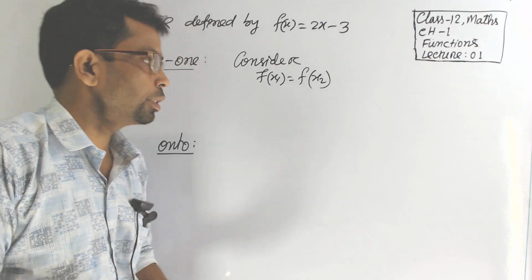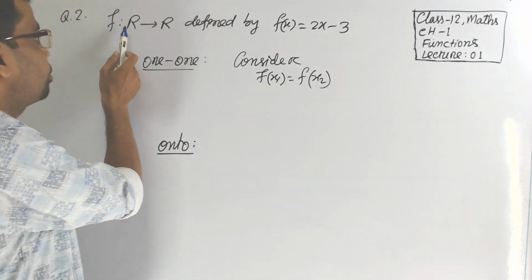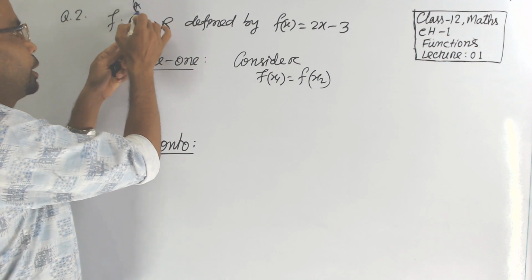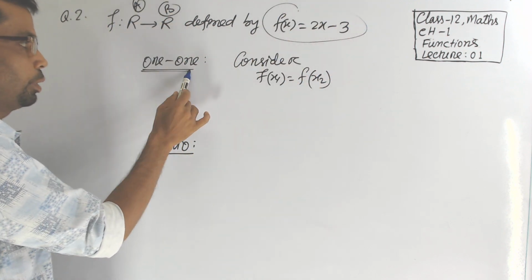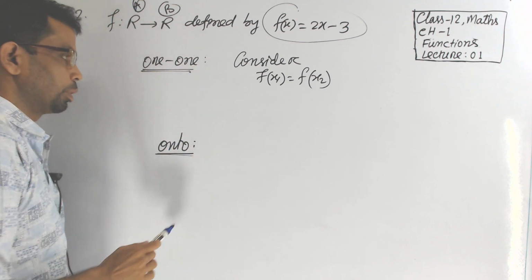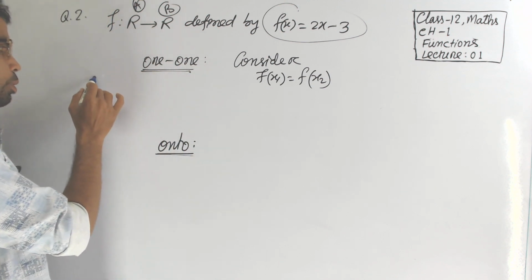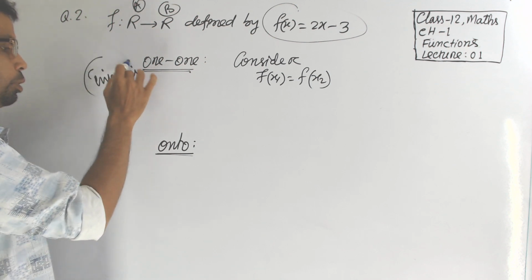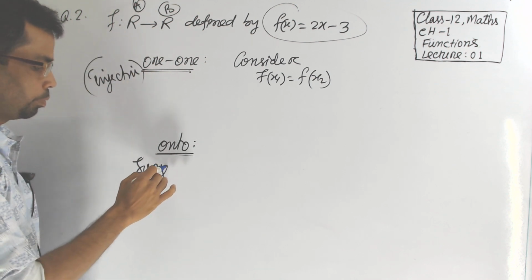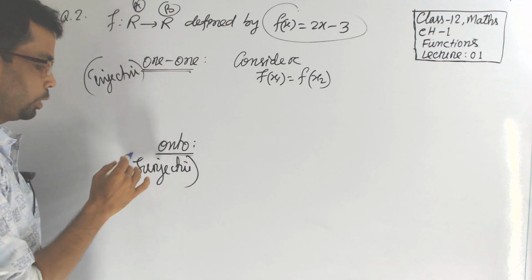The next question: taking a function f from real numbers to real numbers, we will mark it A and B, defined by this, and we have to check whether the function is one-one or not, onto or not. One-one, keep in mind, is also called injective, and onto is also called surjective. So we'll do it theoretically.